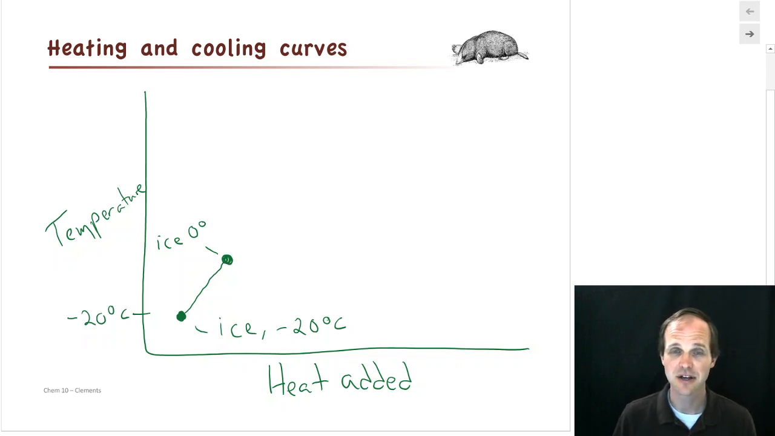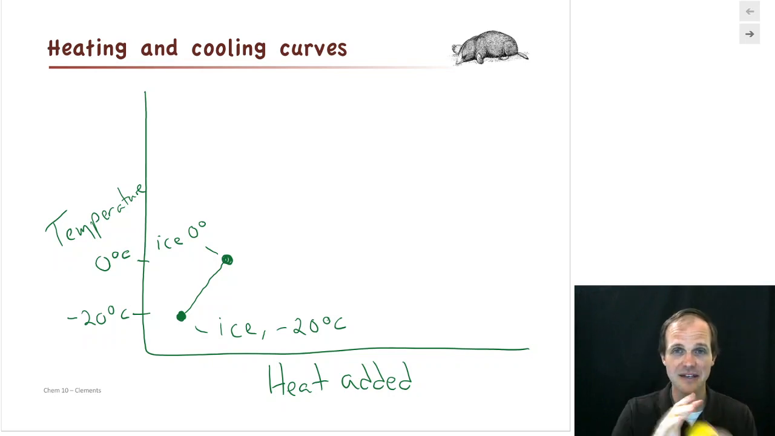No ice is going to melt below 0 degrees Celsius, and so I have to warm up the ice to 0 degrees Celsius before it starts to melt. Now, I now have ice at 0 degrees Celsius. I'm going to keep adding heat. So now I've got ice at 0 degrees Celsius, what's going to happen as I add heat? Now the ice is going to melt.